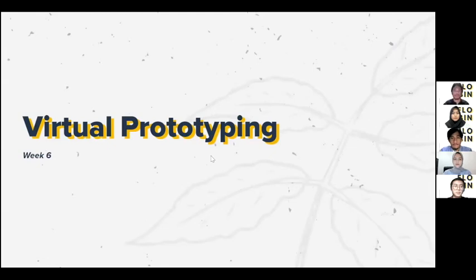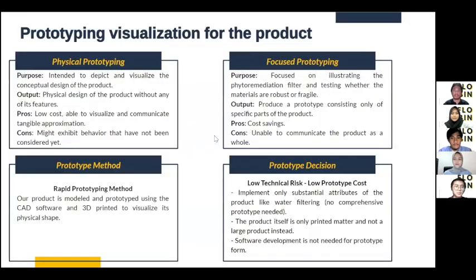Now we will discuss virtual prototyping. Between physical and virtual prototyping, we choose physical prototyping because we intended to depict and visualize the conceptual design of the product. The output of this physical prototyping is the physical design of the product without any of its features. Its benefits are low cost and being able to visualize and communicate a tangible approximation. However, it has its cons, which might exhibit behavior that has not been considered yet.